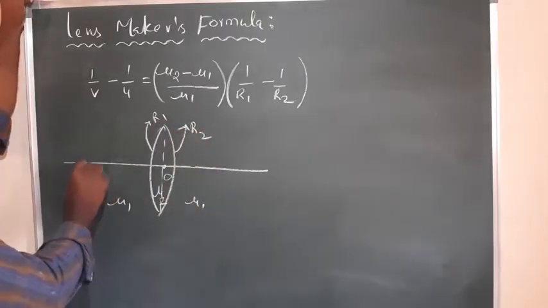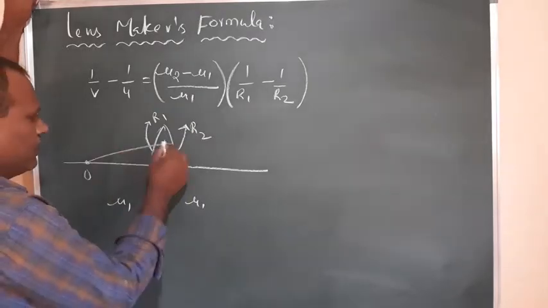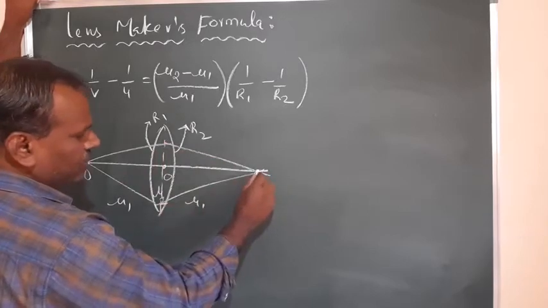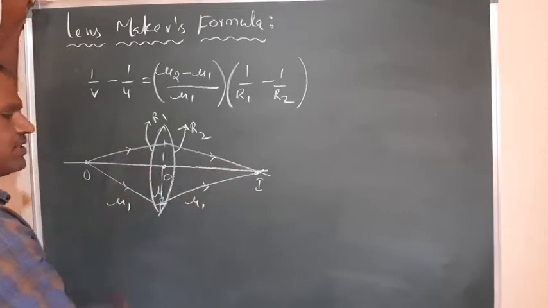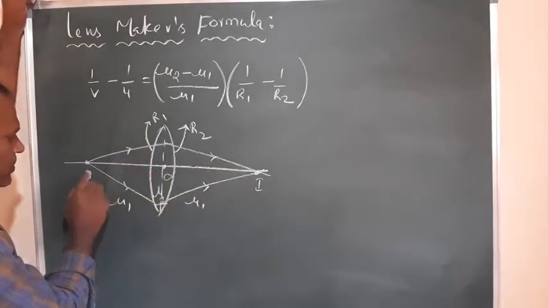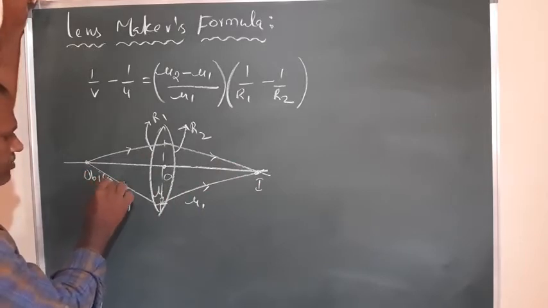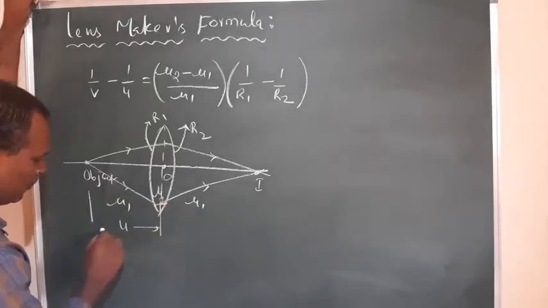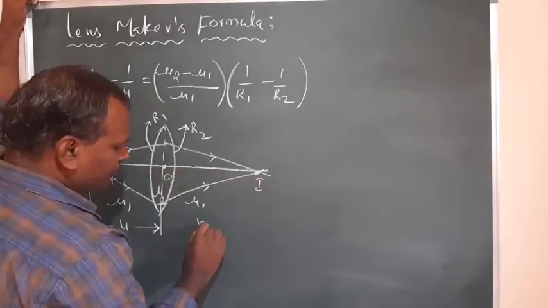Now, somewhere you have the object. After interaction with this surface and this one, let the image be formed somewhere like this. I am writing the object as OB. From this object to the optic center, this is the object distance U, and similarly from the optic center to the image, the distance is V.